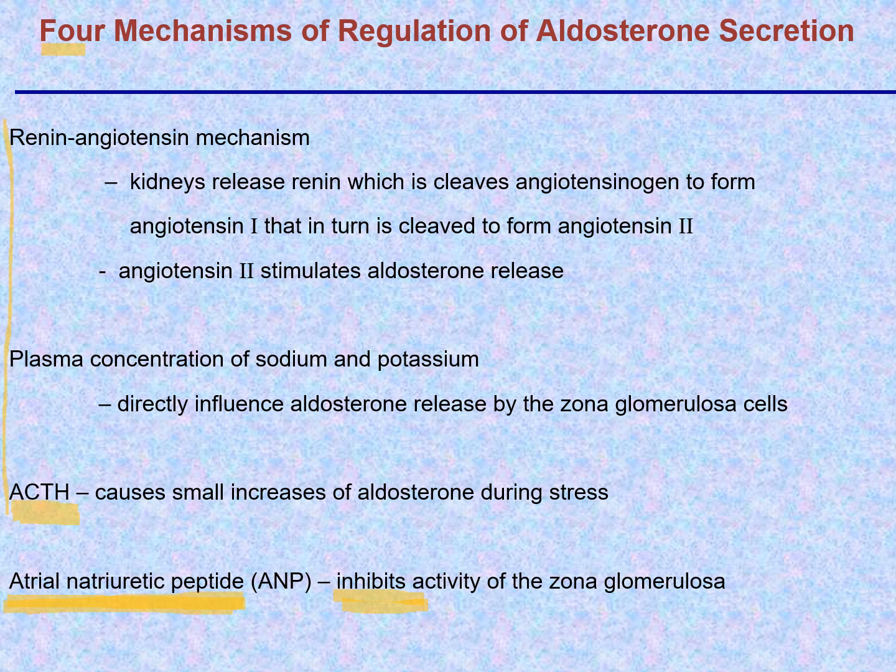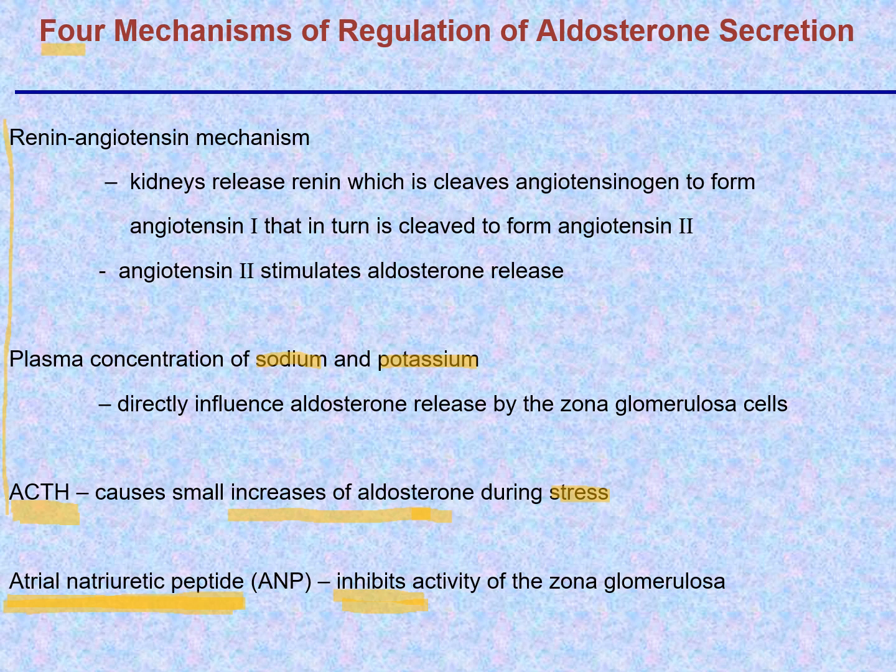So the renin-angiotensin system, plasma concentrations of sodium, low sodium or high potassium will also increase aldosterone. ACTH has some effect. ACTH is produced during stress, and that will also cause some increase of aldosterone. And then, of course, the last one that I mentioned before, which was a drop in blood pressure. And that should be on this slide. I'm not sure why it's not.